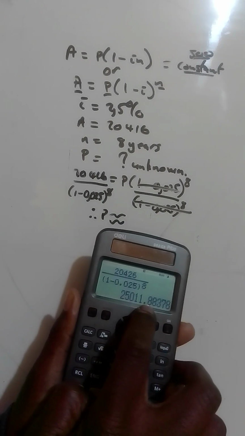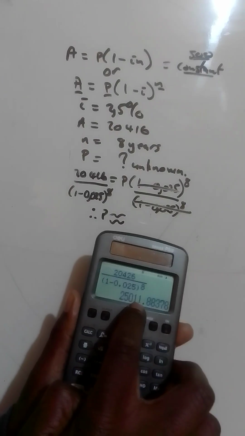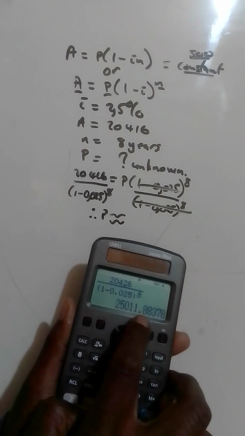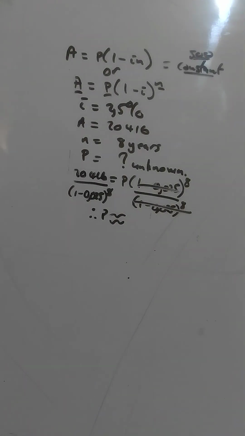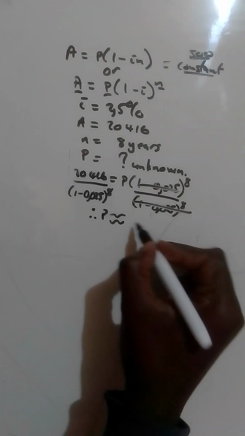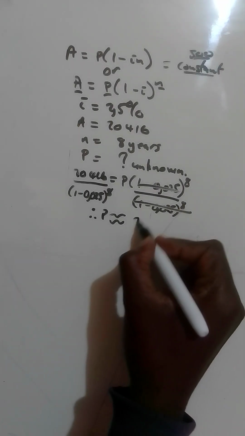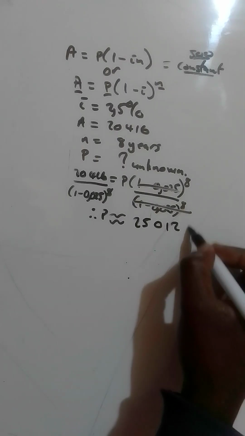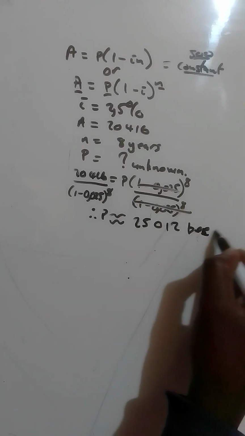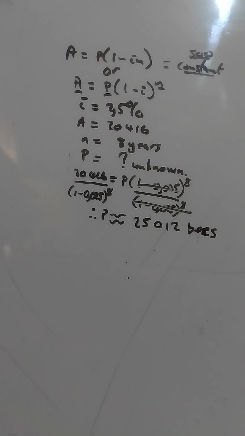Now we can't say a comma something here, right? But since there is 8 here, we can add 1 here. Why are we not using these decimals? Because remember, they are bees, so we can't say that there is a fraction of a bee. So now we say approximately 25,012 bees. That is the number of bees that was available in an apiary 8 years ago, right?